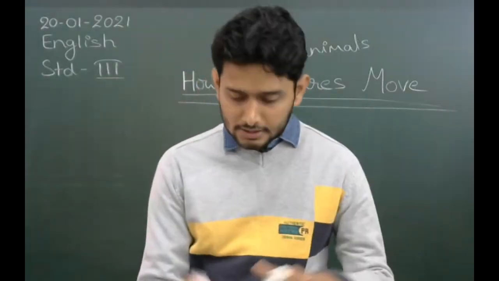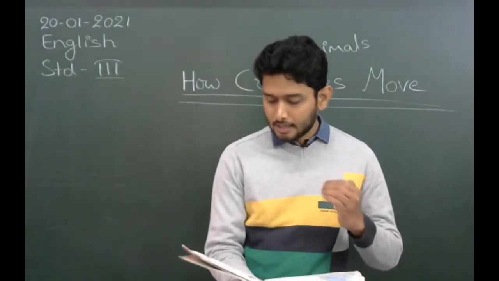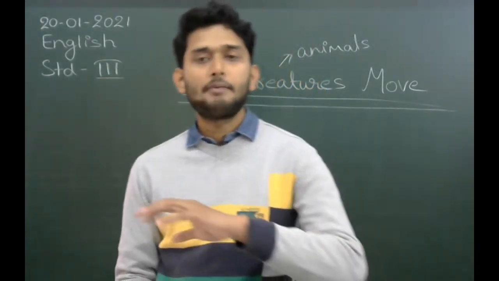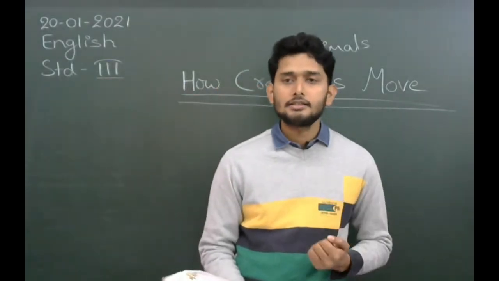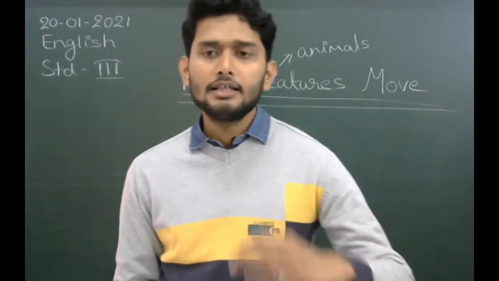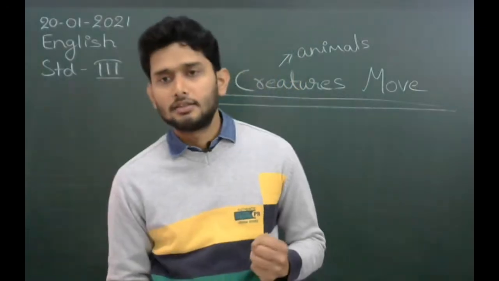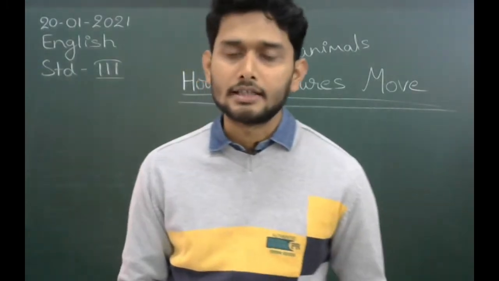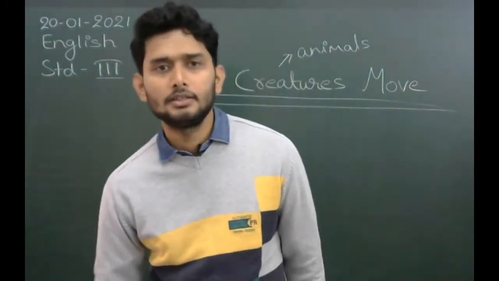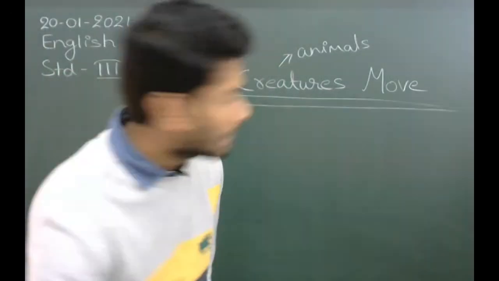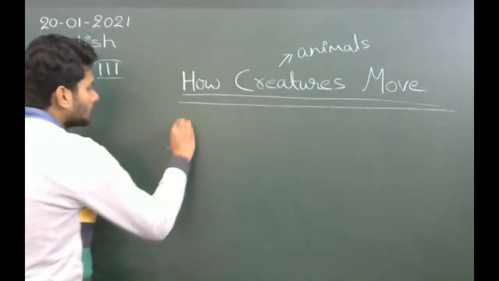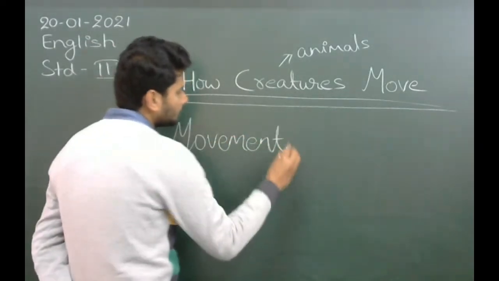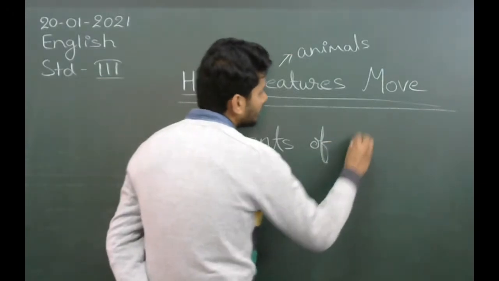Okay? So this line tells us, but boys and girls have much more fun, they leap and dance and walk and run. So we humans have all the fun because nature has made us in such a way that we can do all the things. Okay? Jump, walk, run, dance, etc. So what have we learnt in this poem? We have learnt about movements of animals, okay?